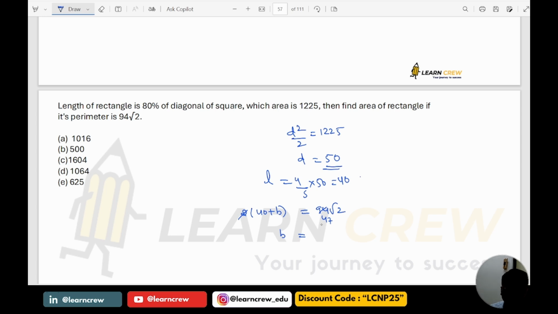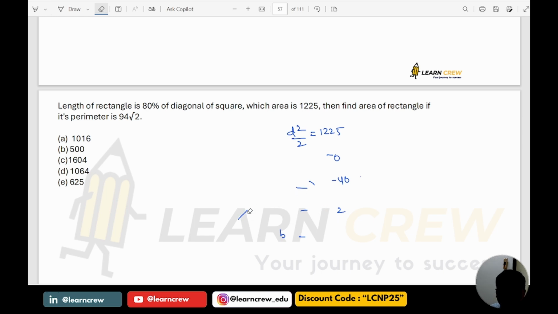Am I correct or not? I have got 2 into L plus B, so 2L plus 2B is equal to 94√2. Here the length value I have already got as 40. Am I correct or not? Length value, is it correct? 1225, I am wrong. Here we did a mistake.